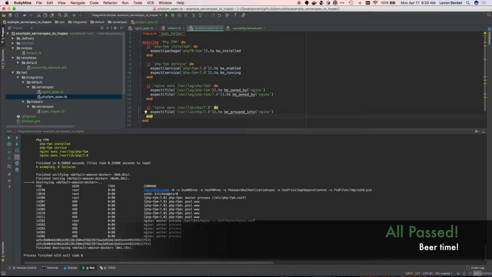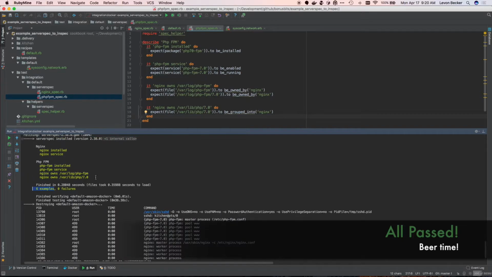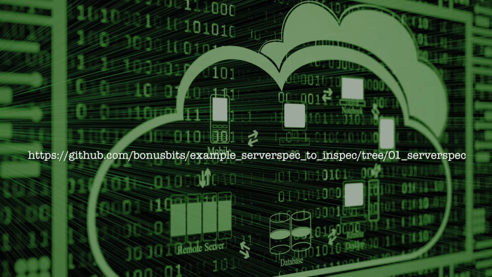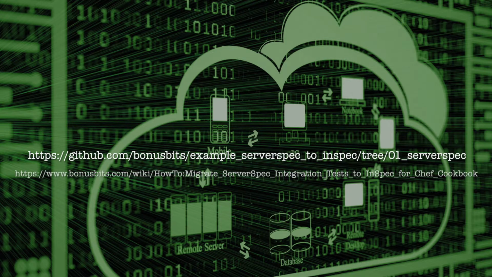And they all passed. All right, now we have a solid basic example cookbook running ServerSpec tests. I've saved the work on GitHub as a branch named 01_serverspec so that you can use it as reference. Also, I've written instructions on my Bonus Bits website. Hope that was helpful, and the next video will be covering converting the ServerSpec tests to InSpec tests.